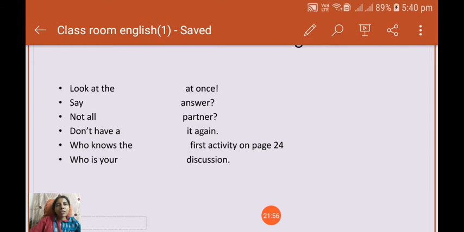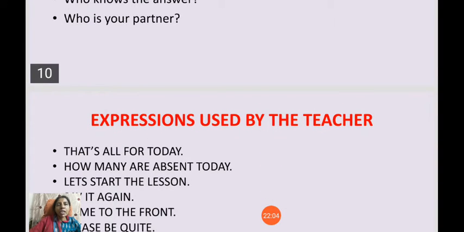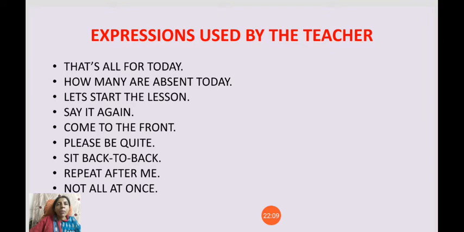Look at the first activity on page 24. In that way, you can easily match them. It's a very easy exercise. Now, you have used some of the expressions that are used by the teacher.